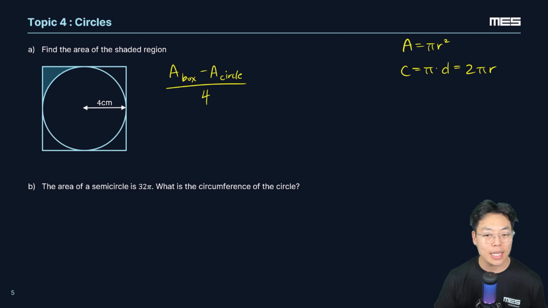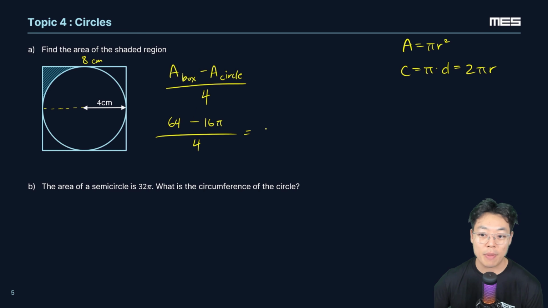I always like to annotate and create an expression for what we're trying to find before diving straight in, so we have a plan. The area of the box here, since the radius is 4, the diameter is 8, and we have 8 centimeters as the side of the square. So we have 64 for the area of the box minus the area of the circle, pi r squared. It's going to be 16 pi all over 4. 64 divided by 4 is 16. 16 divided by 4 is 4. So there you have it. The area of the shaded region is this many centimeters squared. Whenever you're given units, always include them in your final answer.